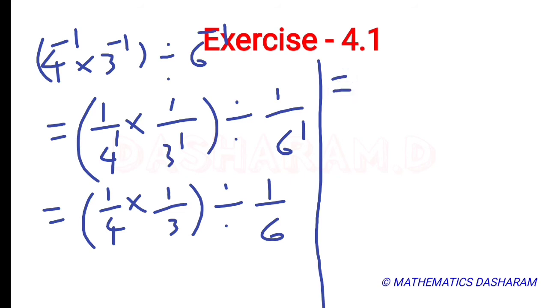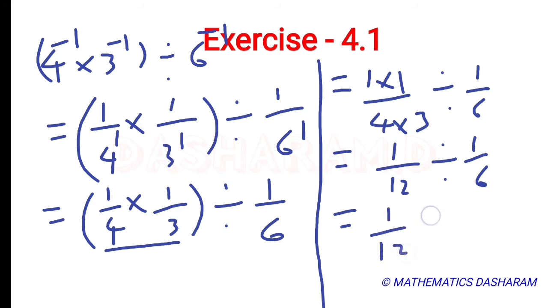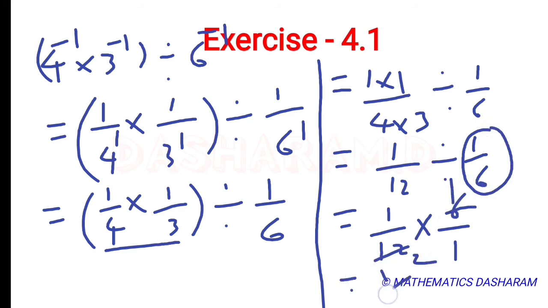So it equals, here multiply the numerators and multiply the denominators, divided by 1 by 6. 1 into 1, 1; 4 3s are 12, divided by 1 by 6. It is a division of two fractions, so we can convert it into a multiplication of two fractions. This fraction will become reversed. Now 6 ones are 6, 6 twos are 12. So the answer is 1 by 2.